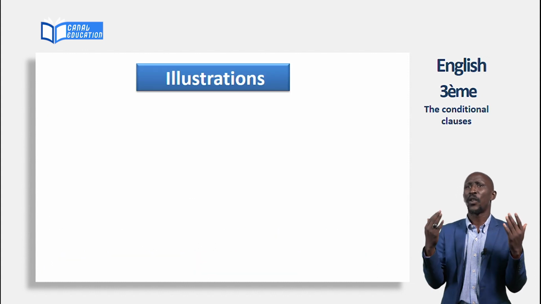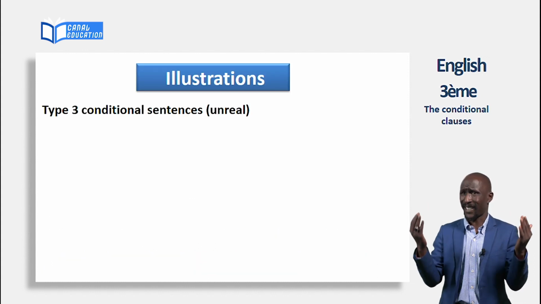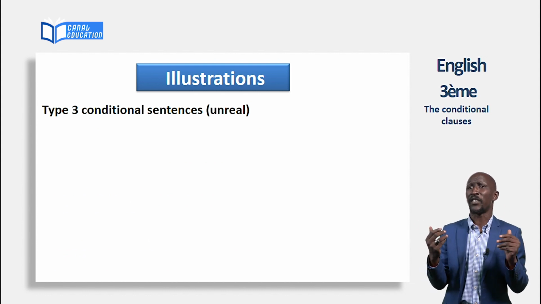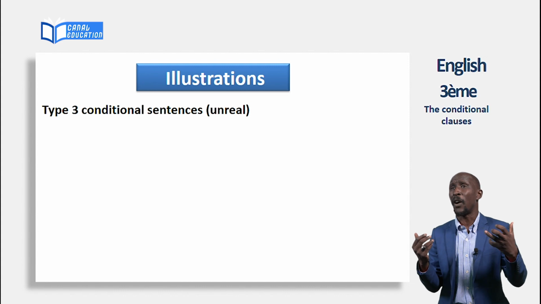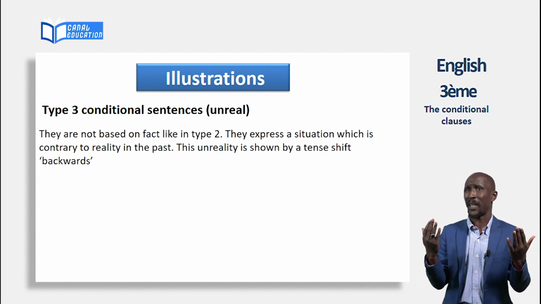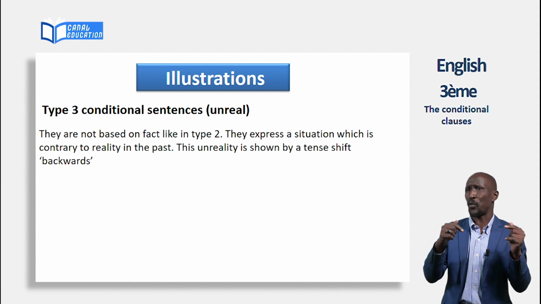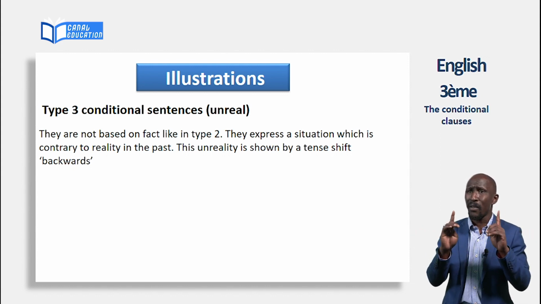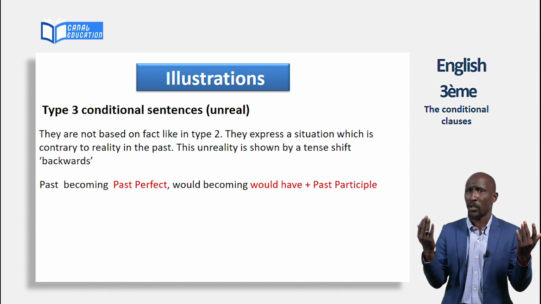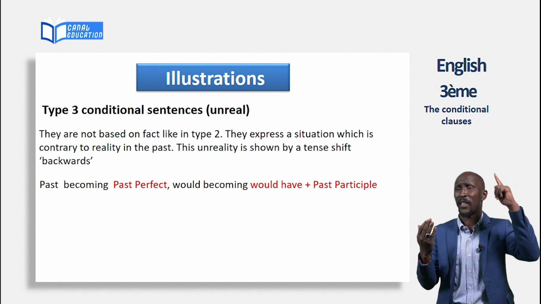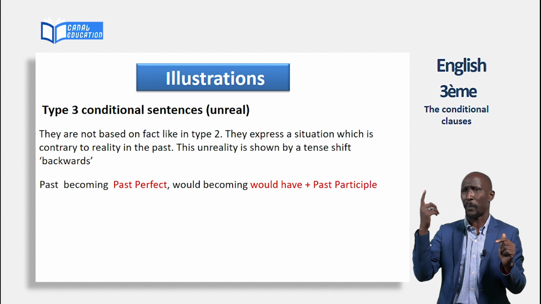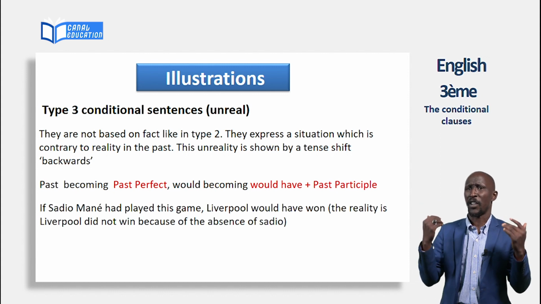Now let us go to type 3, which is the last stage of our lesson. In type 3, conditional sentences are unreal. You are thinking of things that you wanted to be in the past, but in fact, they did not happen. They are not based on fact like in type 2. They express a situation which is contrary to reality in the past. This unreality is shown by a tense shift backwards. Now, the past, which was in the second conditional, is going to become past perfect, and the present conditional is going to become a conditional past.